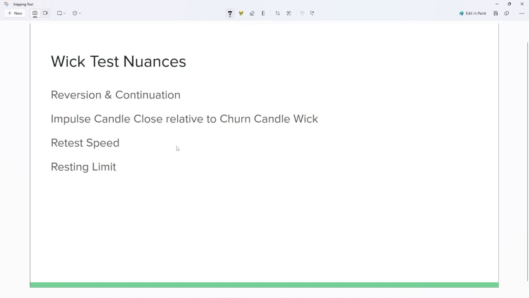Retest speed, like we talked about in the examples, really you want to see the retest happen on either the immediately following candle or the candle after that.